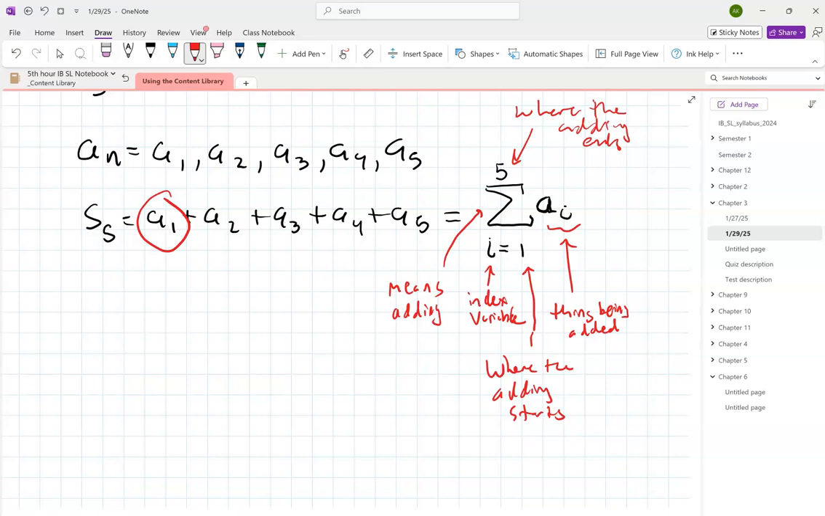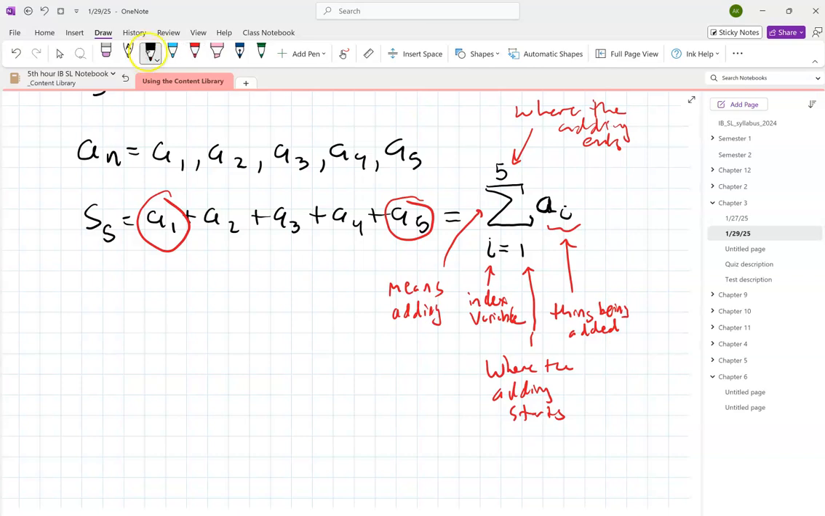And the number on top of the sigma is where we stop our adding. So that's going to be term 5. So this sigma notation is saying that we're going to add up the terms 1, 2, 3, 4, and 5. And it's just a way of writing that same sum that I wrote here on the left in a more compact way. Does that feel okay with you guys?